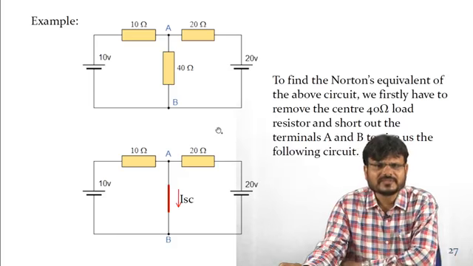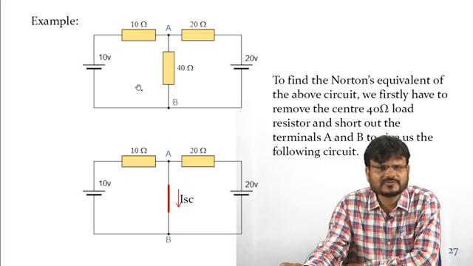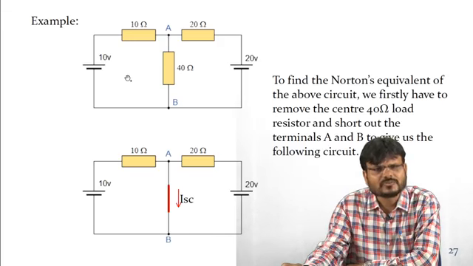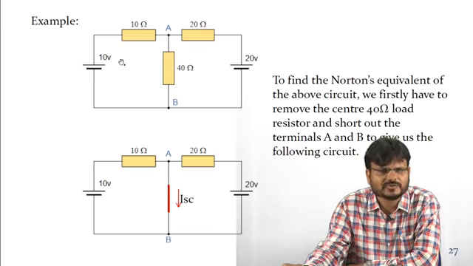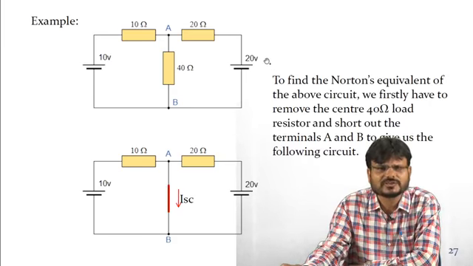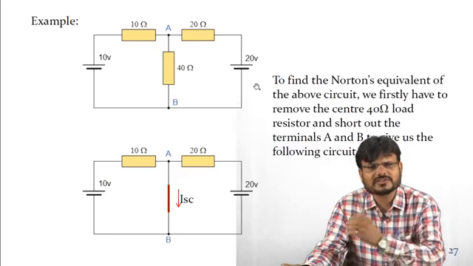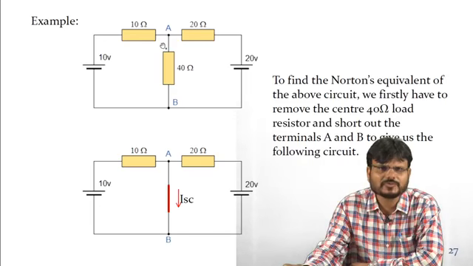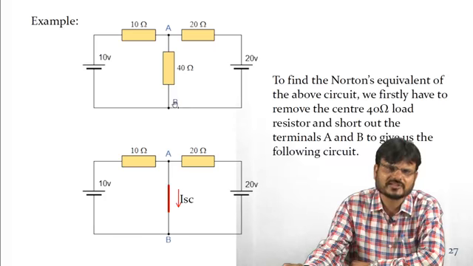Now Norton's theorem can also be explained with the help of one example. Here you can see there is a circuit which has two meshes. One mesh is this one, another mesh is this one, and there are two voltage sources, a 10 volt source. This is an ideal voltage source because there is no internal resistance. The other is a 20 volt source, which is also an ideal voltage source because it doesn't have any internal resistance. And these three resistances have values 10 ohm, 20 ohm and 40 ohm.